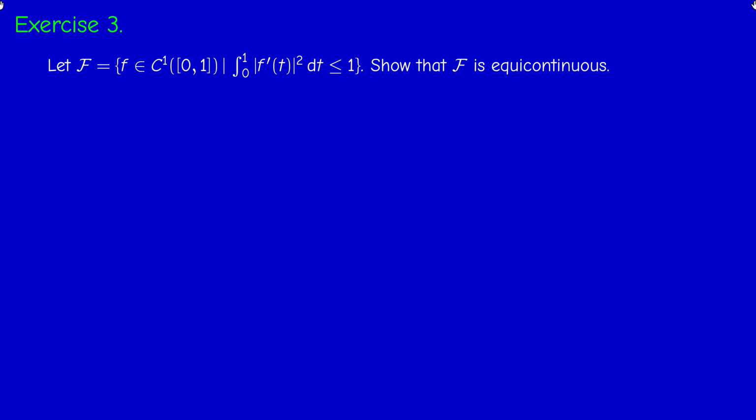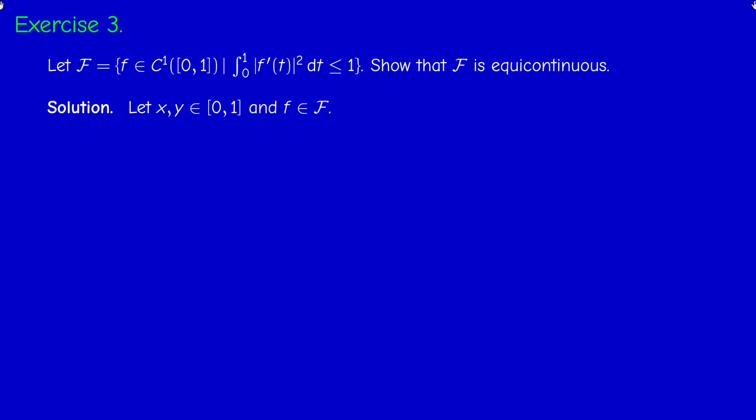Third exercise about equicontinuity. So we consider the collection of all continuously differentiable functions on 0, 1, such that the integral of the square of their derivatives is less or equal than 1. So we have a kind of boundedness condition here. We have to prove that this collection is equicontinuous. This is actually very easy, and it's a typical examination question. This follows from Hölder's inequality.